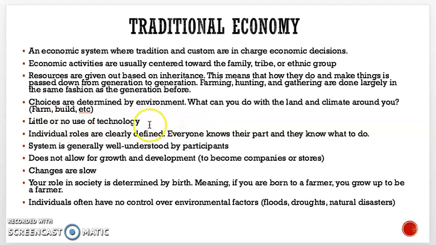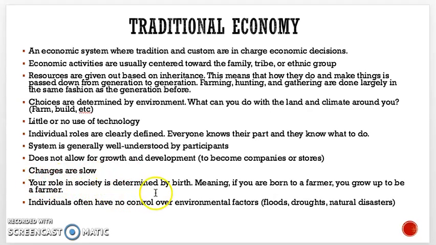They use little or no technology, especially not the internet and computers. If they use some technology, it could be tools that help them with animals, and that's also considered technology. Individual roles are clearly defined, and everyone knows their part and what to do. Systems are generally well understood by participants, so everyone understands their part of the bigger scheme of life and how to work together. Basically, and then I'm going to skip ahead to this one.